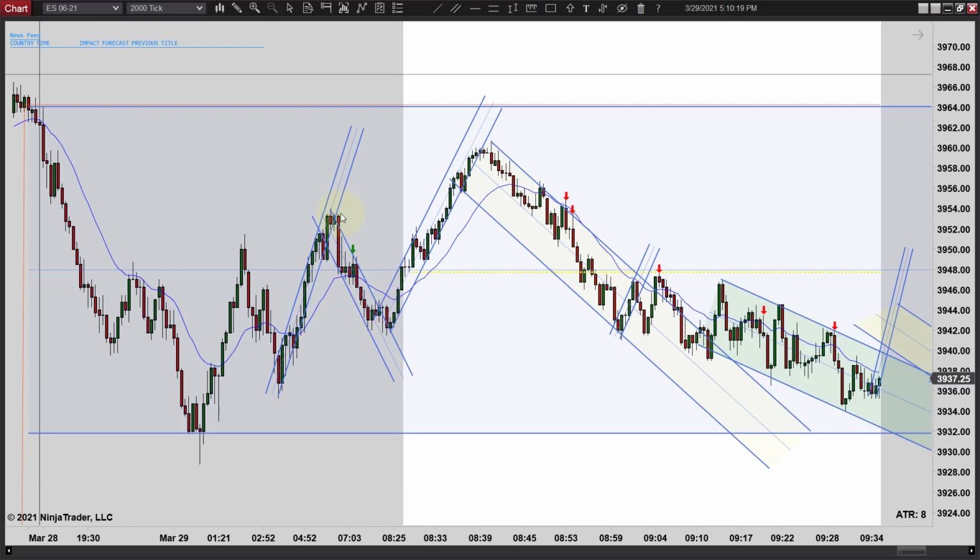7 o'clock came right in here as we're making this high and turning down. But you hadn't had a break outside this trend line yet. And you notice you got a leg up and then two equal legs there.